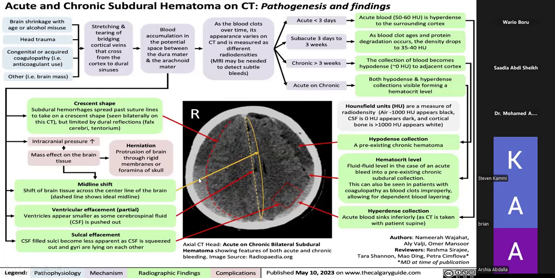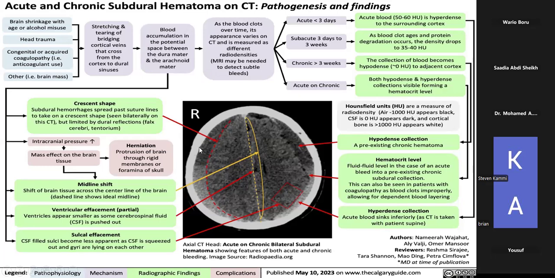So acute bleeds normally would become hyperdense, then subacute, which is from 3 to 7 days, they're going to become isodense. Then you have chronic bleeds, which are now dark, like in this case. So like this one, you'd call it a mixed density. So there's an acute bleed with a chronic bleed that has occurred.